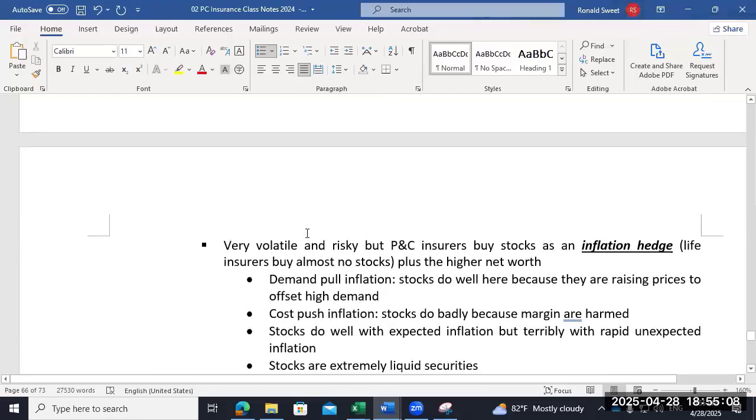How liquid do we need to be for the catastrophe side? And so we spent a lot of time on that. How large could the catastrophe be? And that really influenced how much we needed in treasuries and other liquid securities. That was probably the biggest part.